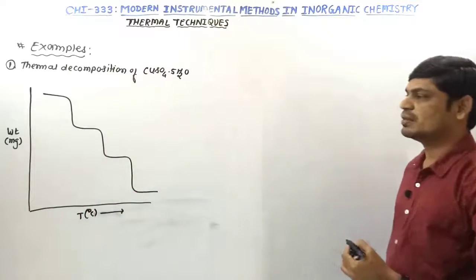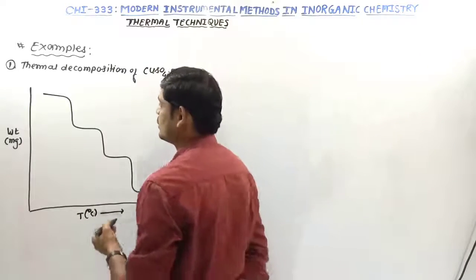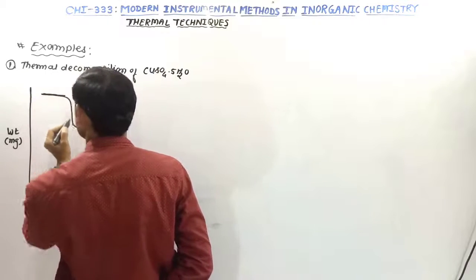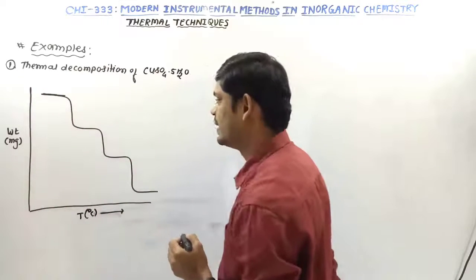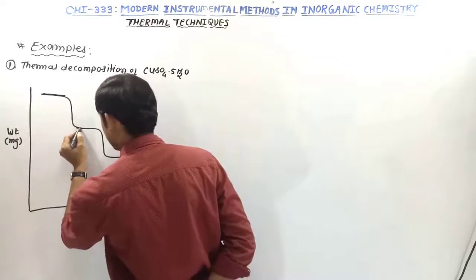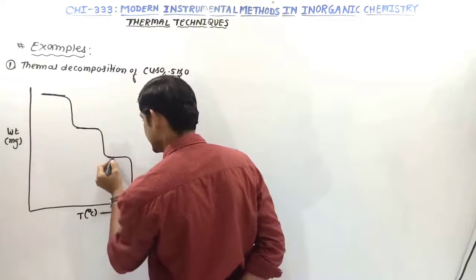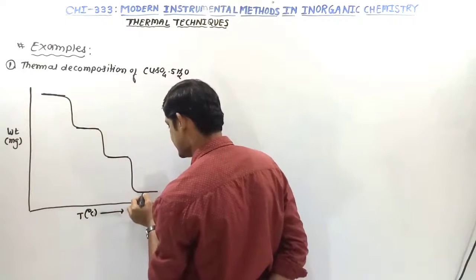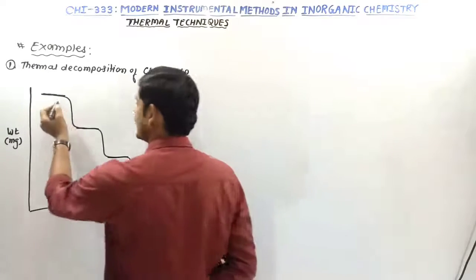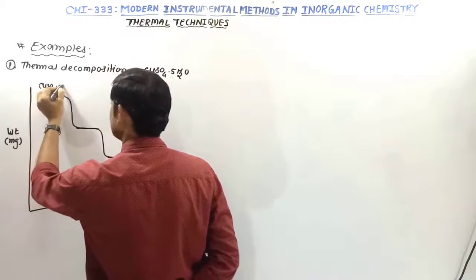We have already studied the nature of a thermogram. This is the horizontal part of the thermogram where the weight does not change with respect to temperature. This is also a horizontal part where the weight does not change with respect to temperature. This is also a similar part of the TGA curve. It means that this is your CuSO4·5H2O.